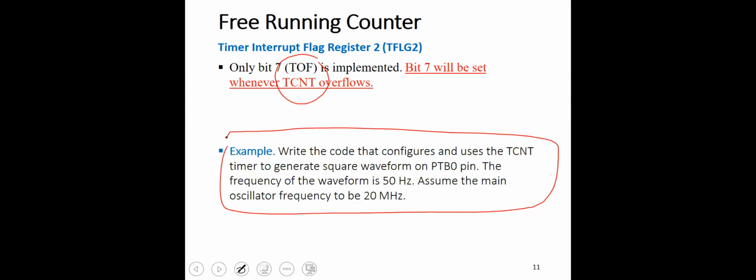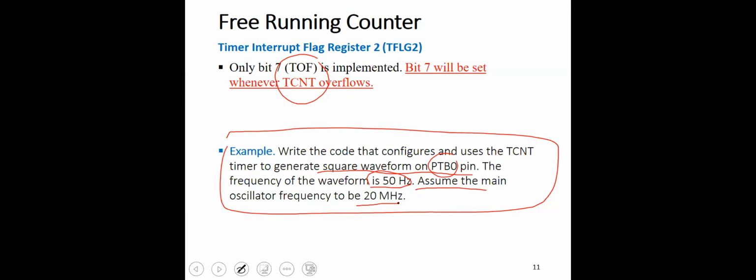What is required here is to write a program that configures and uses the free-running timer, the TCNT timer, to generate a square periodic waveform on pin 0 of port B. The frequency of this waveform is 50 Hertz, and assume the oscillator frequency to be 20 megahertz.